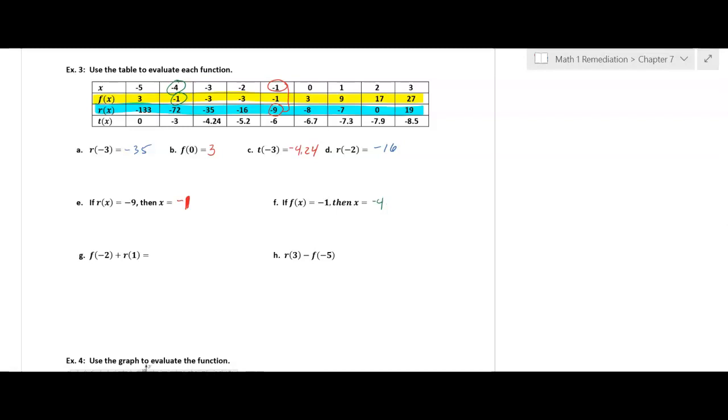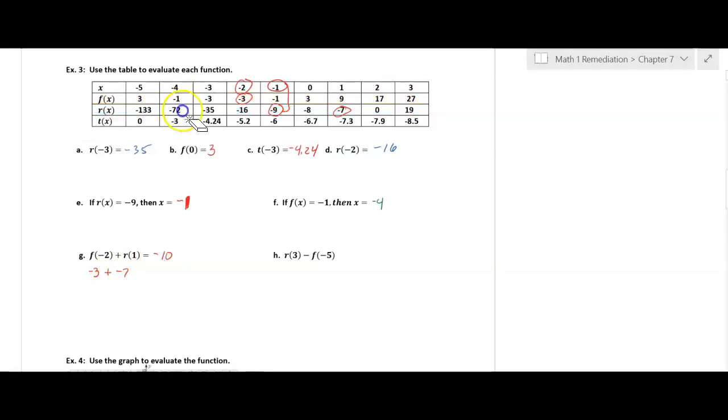Now, letter G, f of negative 2 plus r of 1. So f of negative 2 right here. Then you have r of 1. So f of negative 2 has a value of negative 3, doesn't it? So negative 3 plus r of 1. So I go to r, go to an input of x is 1. That's negative 7. And negative 3 plus negative 7 is negative 10.